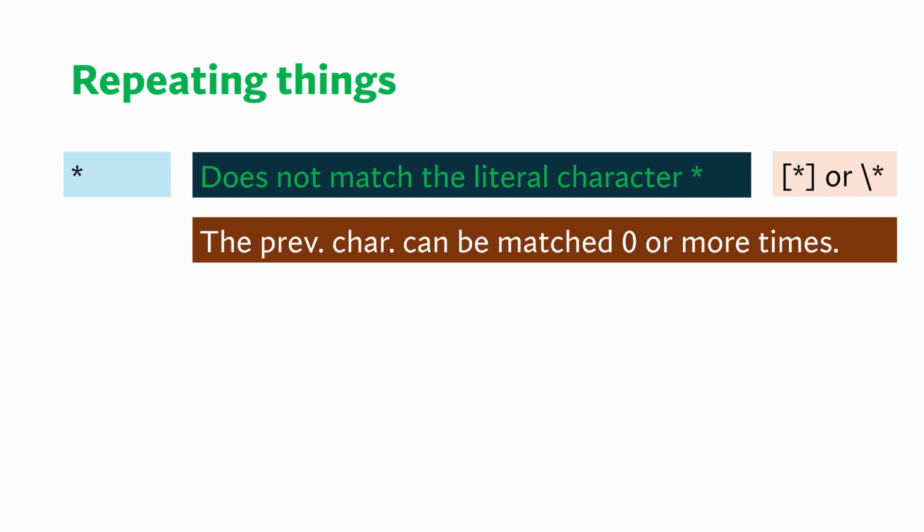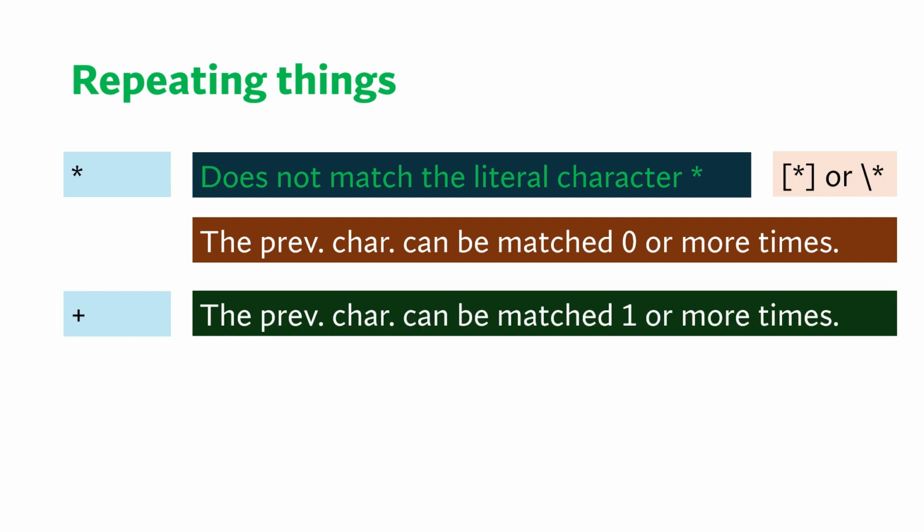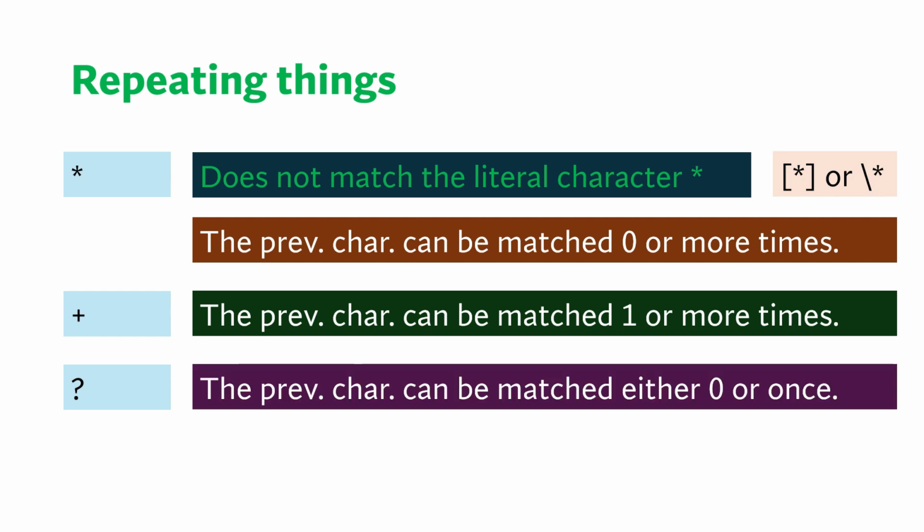The next meta character is the plus symbol, which suggests that the previous character can be matched one or more times. In the previous example, we have seen that a*b will match a single character b. However, when we write it as a+b, it won't be able to match the single character b. It can match ab and aab and so on. The next meta character is the question mark symbol, which indicates the previous character can be matched either 0 or 1 times.